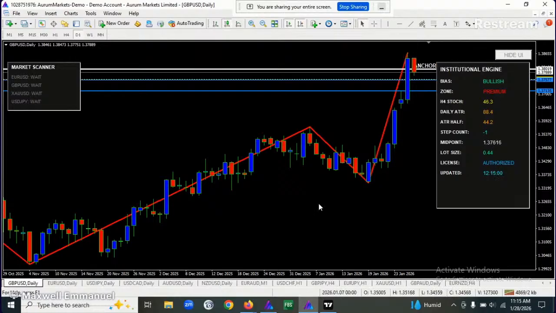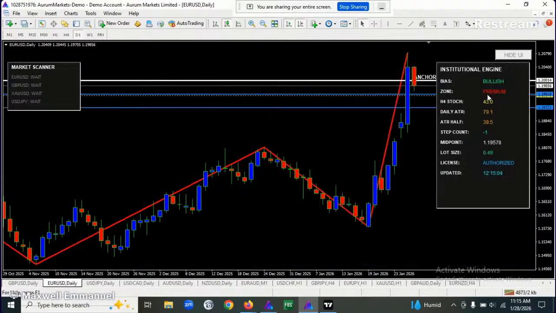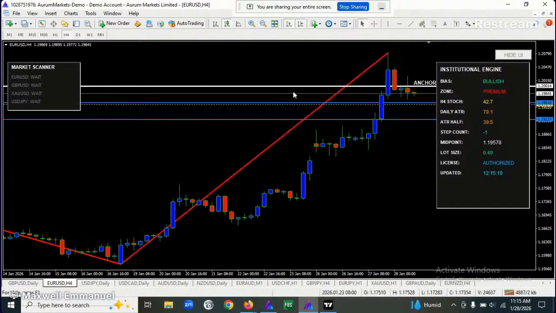Okay. Then Euro USD, the same thing. As you can see, price is currently at a premium area. So wait for the bias to change from bullish to bearish before we sell. I hope that is clear. So patiently wait for today's candle to close. Don't jump in and start selling.